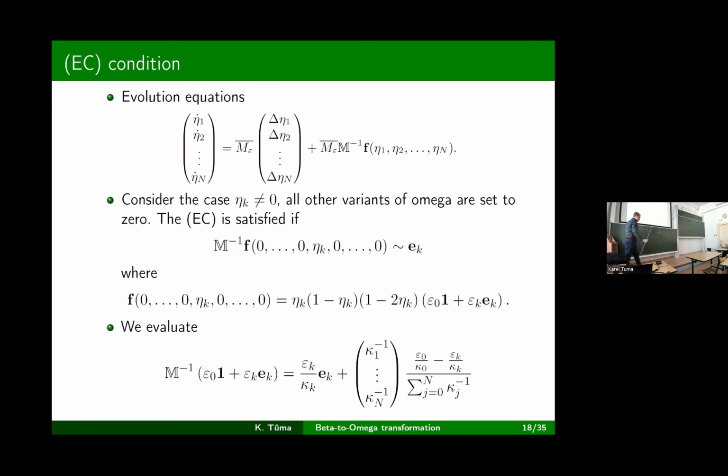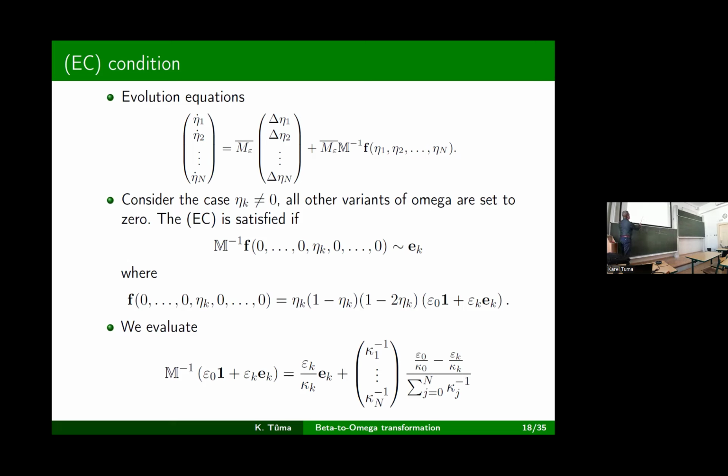So now we want to check our evolutionary consistency, and we do it on our model. This is the governing equation for the volume fractions. This is obtained after we substitute for eta 0 equal to 1 minus eta 1 plus eta 2 up to eta n. So it contains only unknowns eta 1 to eta n.